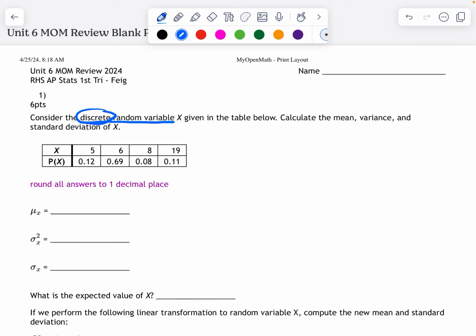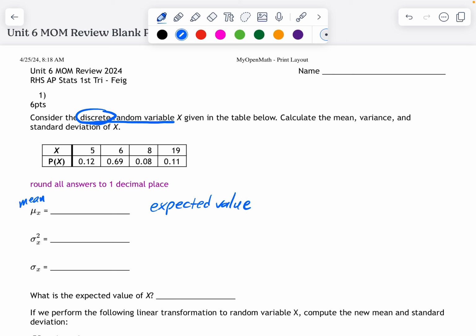Discrete simply means that there are a finite number of outcomes. In this case, there are four outcomes, just 5, 6, 8, and 19. And then it's a probability distribution because fives occur 12% of the time, sixes occur the most, 69% of the time. Eights look like they occur the least often, 8% of the time, and so on. So if we want to find the mean, this is sometimes called the expected value, okay?